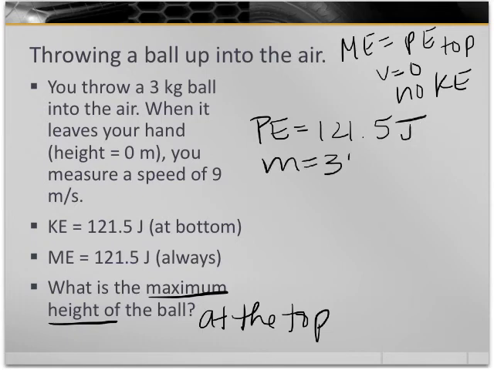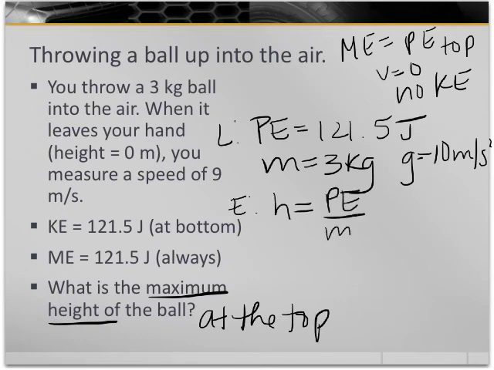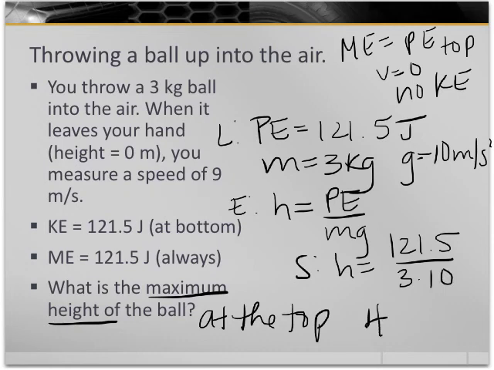Our mass is 3 kilograms. All right, g is still going to be 10, so that never changes. And here's our knowns. Our equation is going to be solving for height. That's going to be PE over mg, which is going to be 121.5 over 3 times 10, or divided by 30, and you end up getting 4.05, and that's going to be meters.